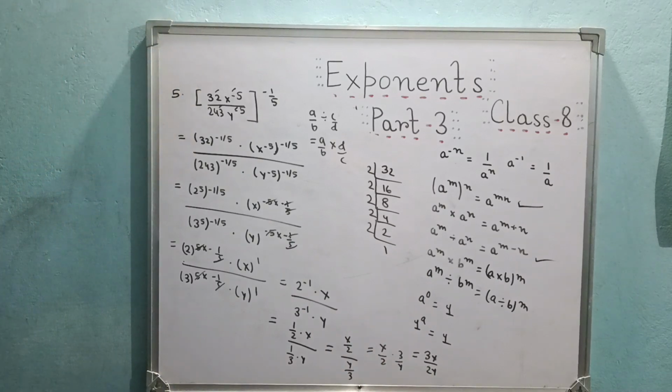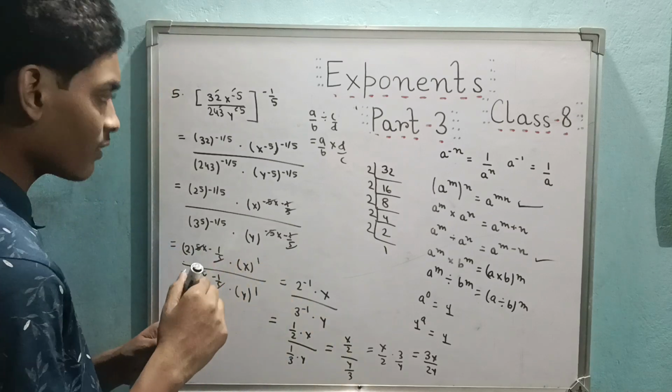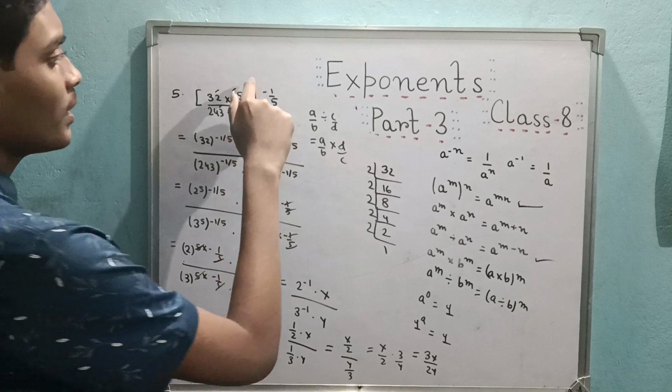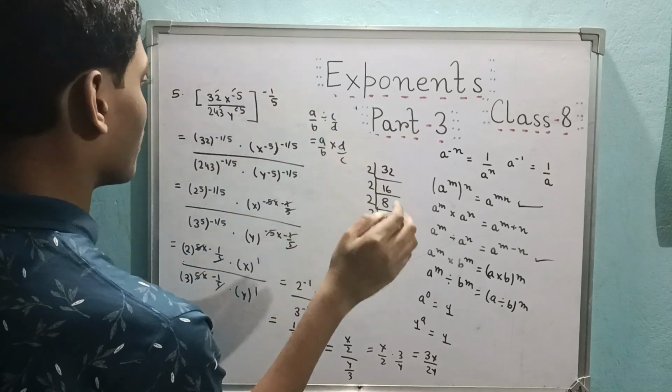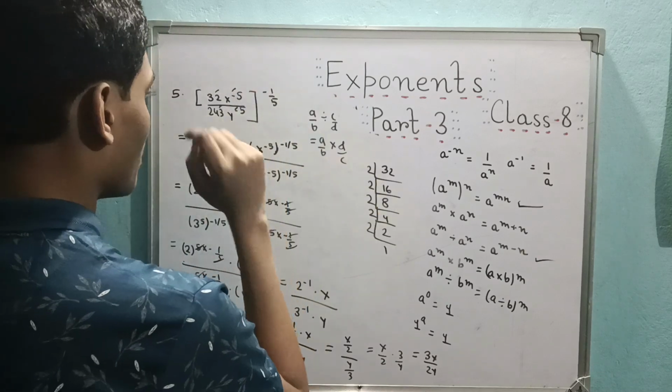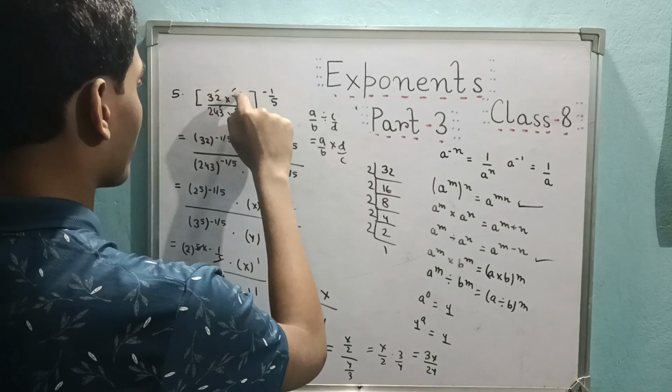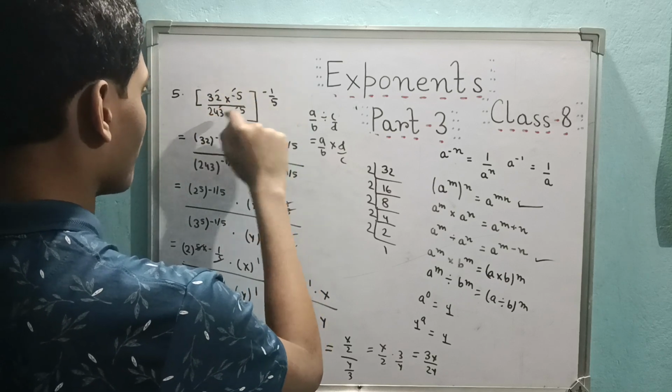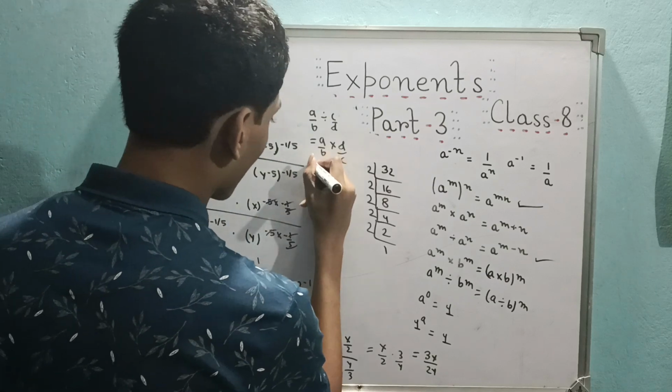So easy. Now what are the things we did? Obviously here, you know the concept that if they are enclosed within brackets, the power gets multiplied to each of the separate terms, 32x minus 5 to 243y minus 5. So this is obviously 1 mark.